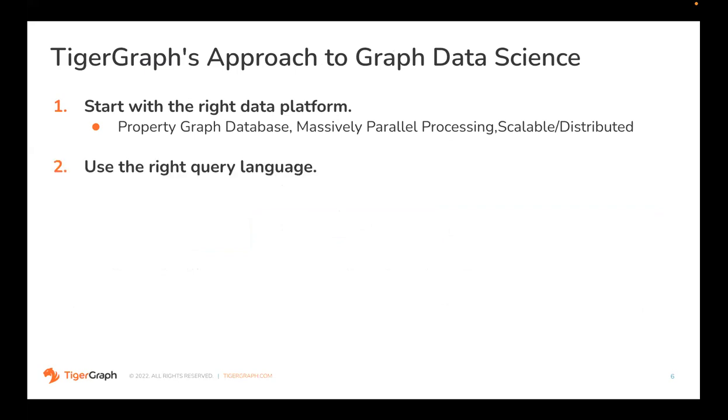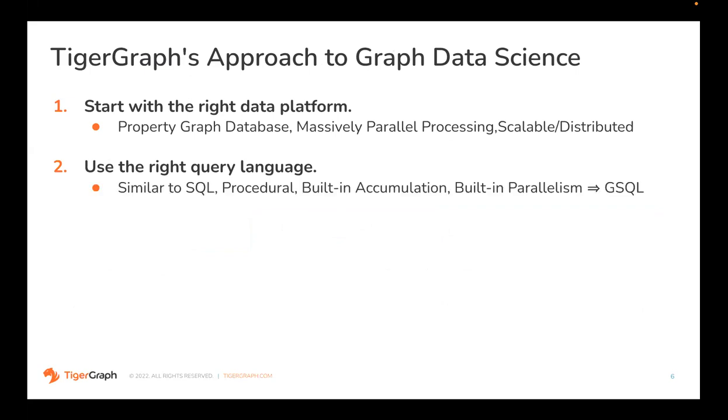Then you need the right query language so that you can perform the actions that you want. It's easy to describe them, and then has the right performance. A lot of algorithms are inherently procedural, step by step, do this, do that. You need to be able to control flow. But because you're also doing statistical work, a lot of times having accumulation or aggregation is very important. And of course, for performance, you want that parallelism.